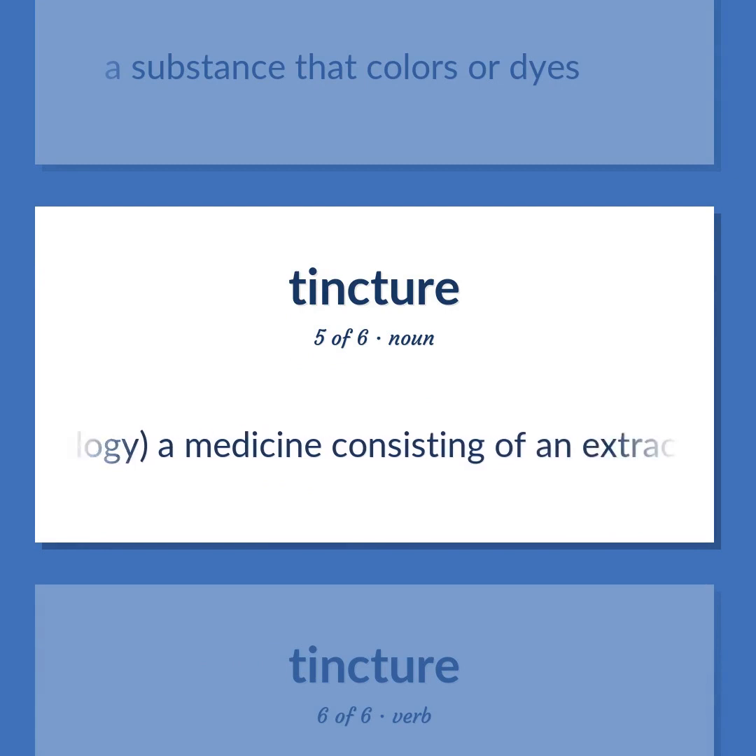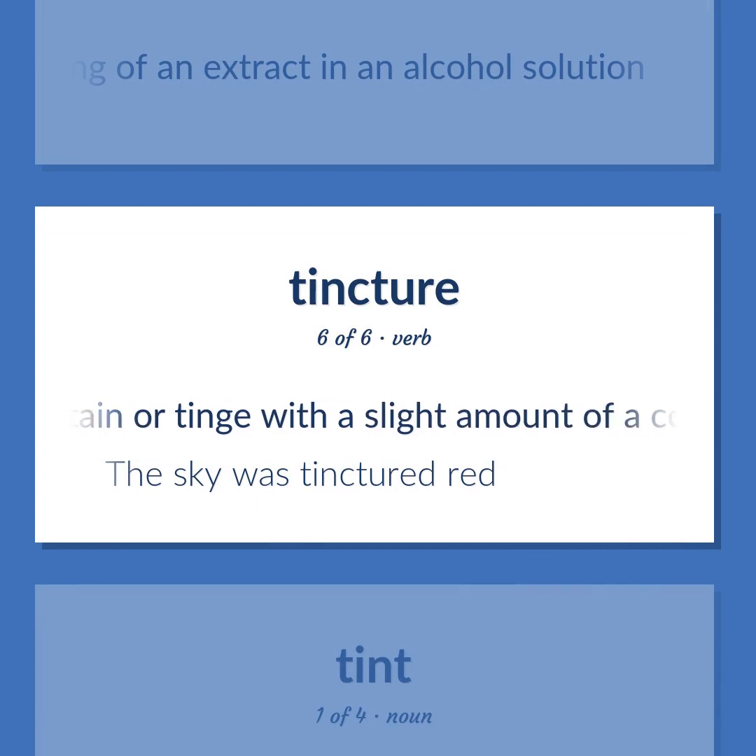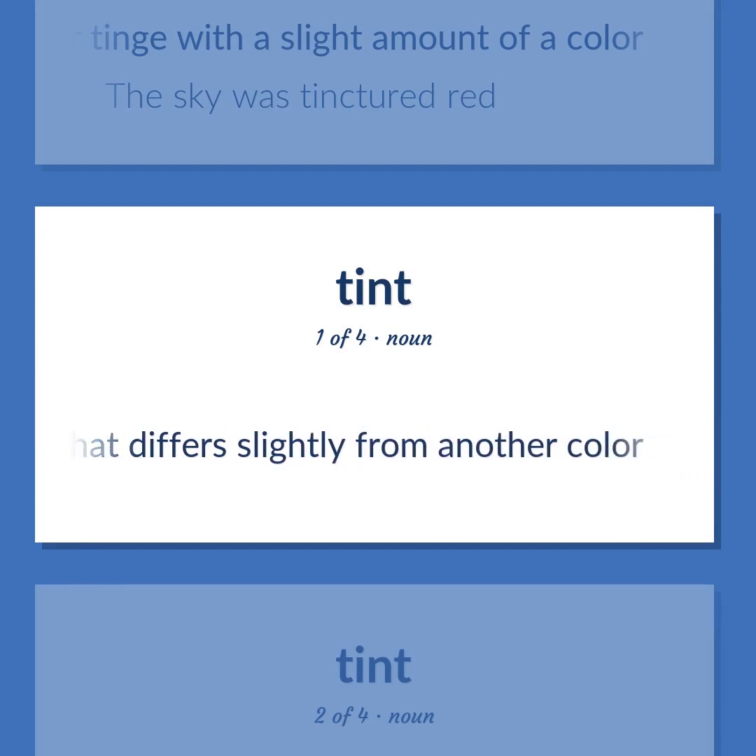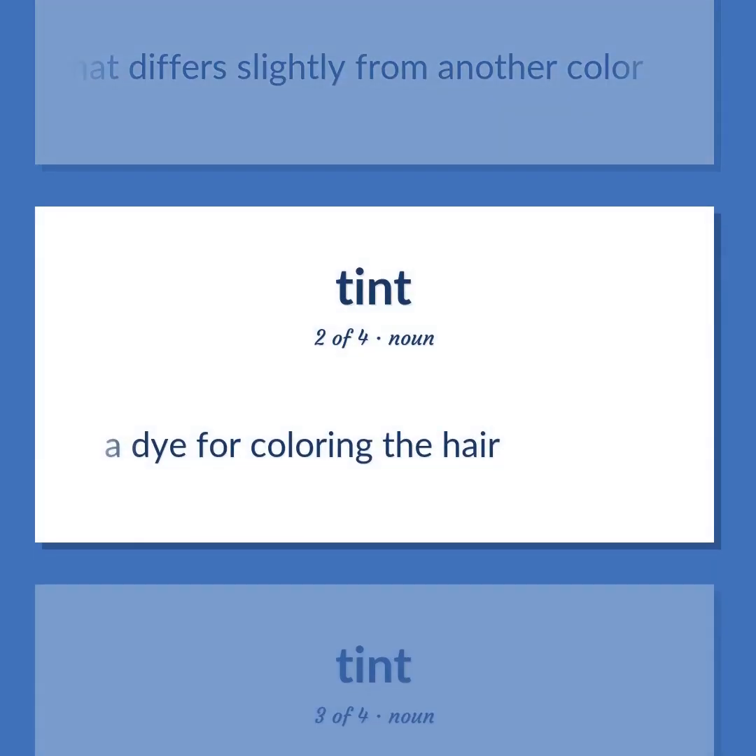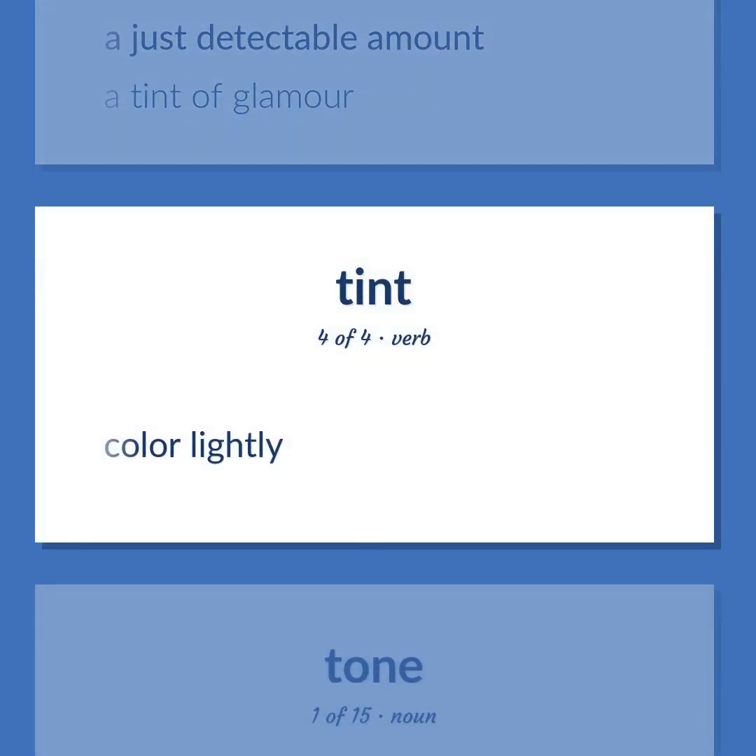Pharmacology, a medicine consisting of an extract in an alcohol solution. Stain or tinge with a slight amount of a color. The sky was tinctured red. A quality of a given color that differs slightly from another color. A dye for coloring the hair. A just detectable amount. A tint of glamour. Color lightly.